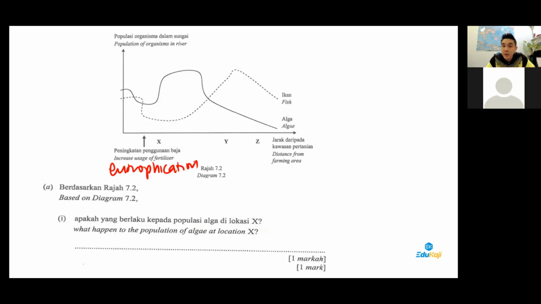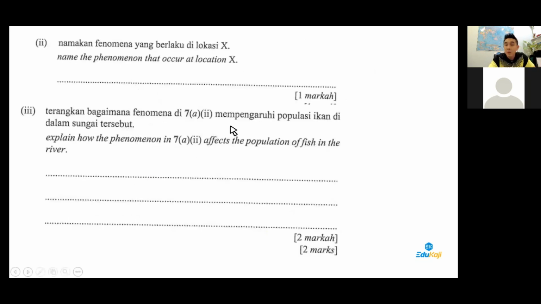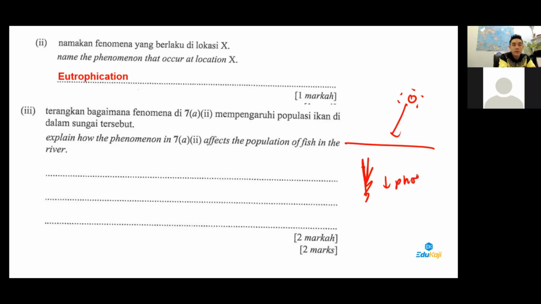The next question they're asking about algae. Obviously, algae will increase at X lah. Hey, they asked you the process. I answered just now. So eutrophication, and then process-wise, guys, the algae will cover the surface. Less sunlight can enter. The plants will carry out less photosynthesis. So less oxygen, the plants will die.